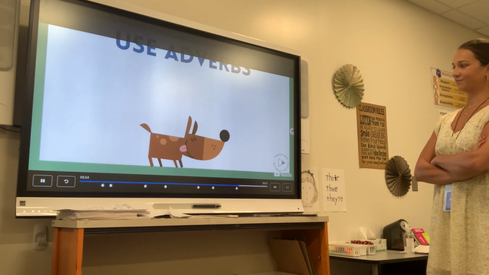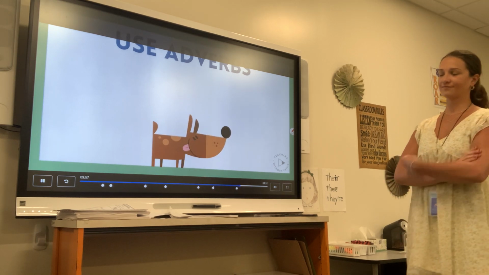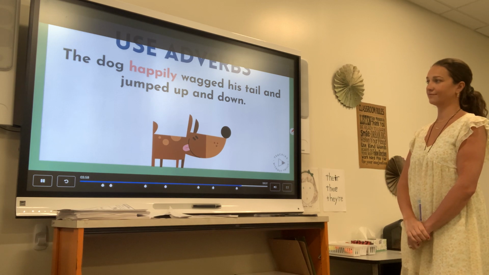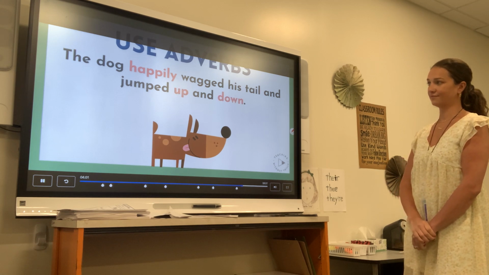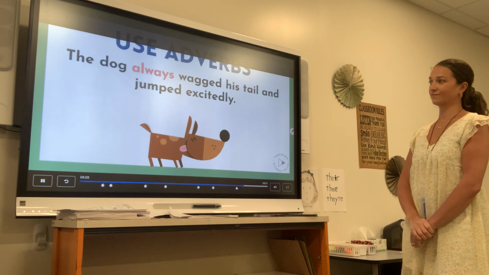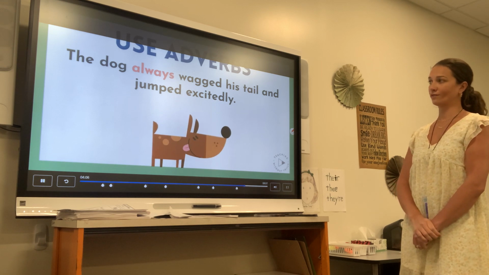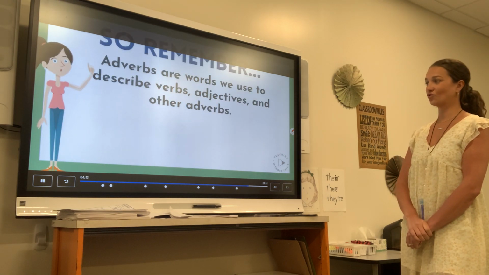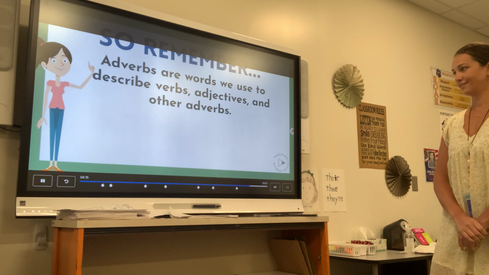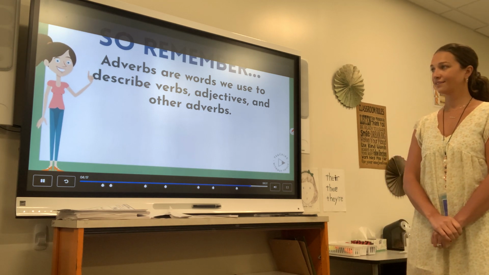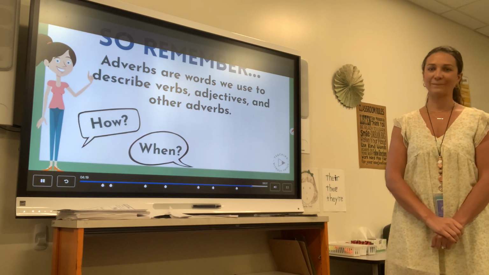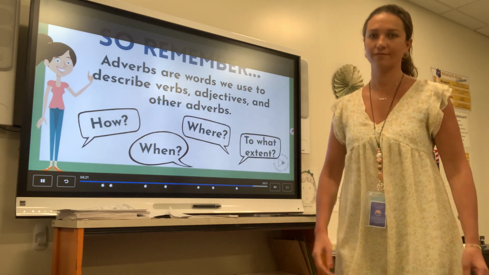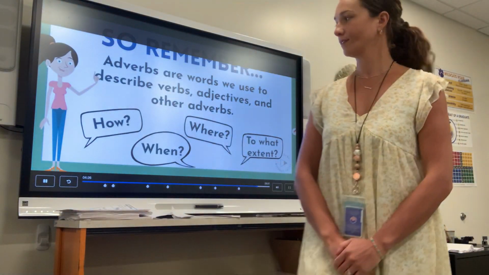There are many ways you could add adverbs to this sentence. You might say the dog happily wagged his tail and jumped up and down. Or maybe the dog always wagged his tail and jumped excitedly. So remember, adverbs are words we use to describe verbs, adjectives, and other adverbs. They help answer questions like how, when, where, and to what extent. You can use adverbs to make sentences more detailed and interesting.